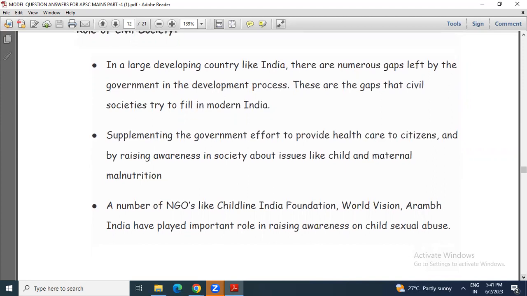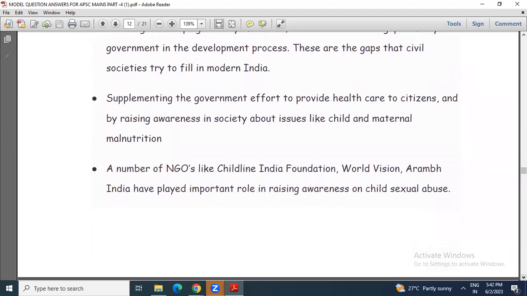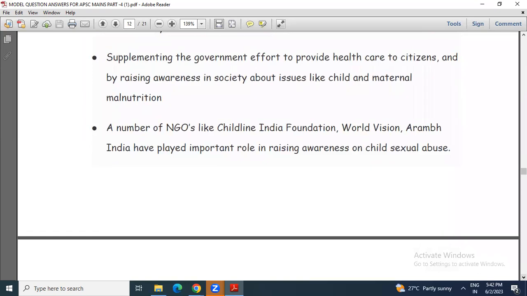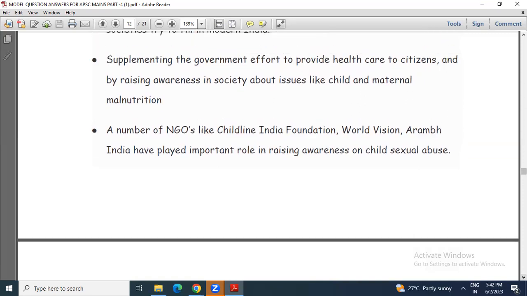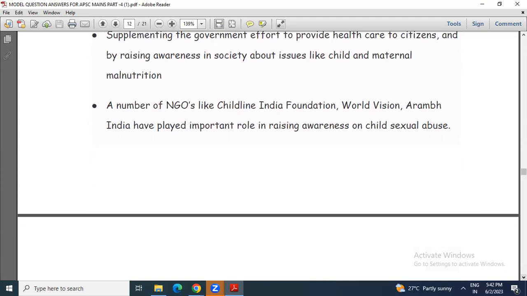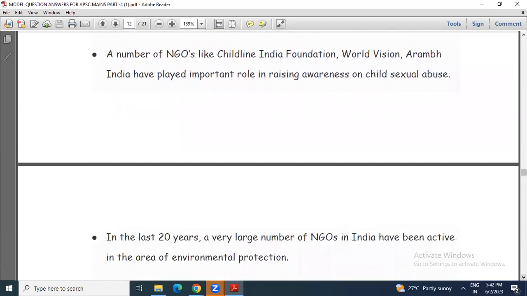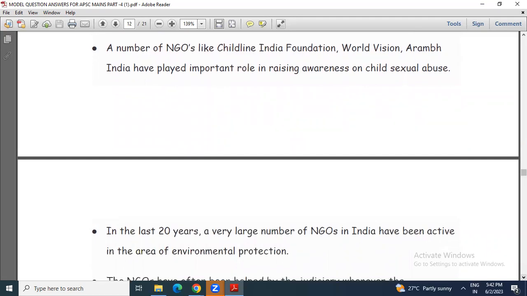Now, civil society supplements the government's effort to provide healthcare to citizens by raising awareness in society about issues like child and maternal malnutrition. Today we have a very serious problem like child and maternal malnutrition. These things can be decreased only through awareness among the society, and this will be well done by civil society.